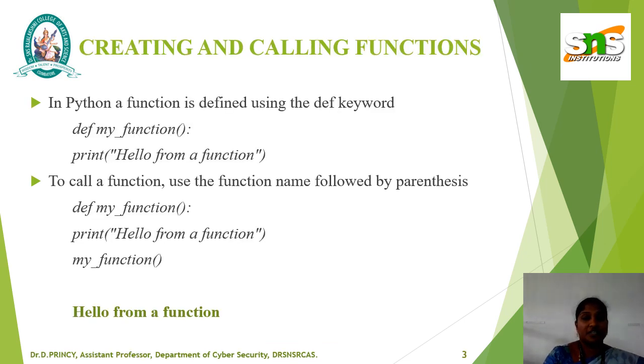Creating and calling a function. To define or create a function, we use the def keyword. Def is a keyword followed by the user defined function name. Within the parentheses, we can pass any number of arguments, then end with the colon. The colon represents the body of the function, followed by a set of code. To call a function, we simply use the function name followed by the parentheses with the parameter list.